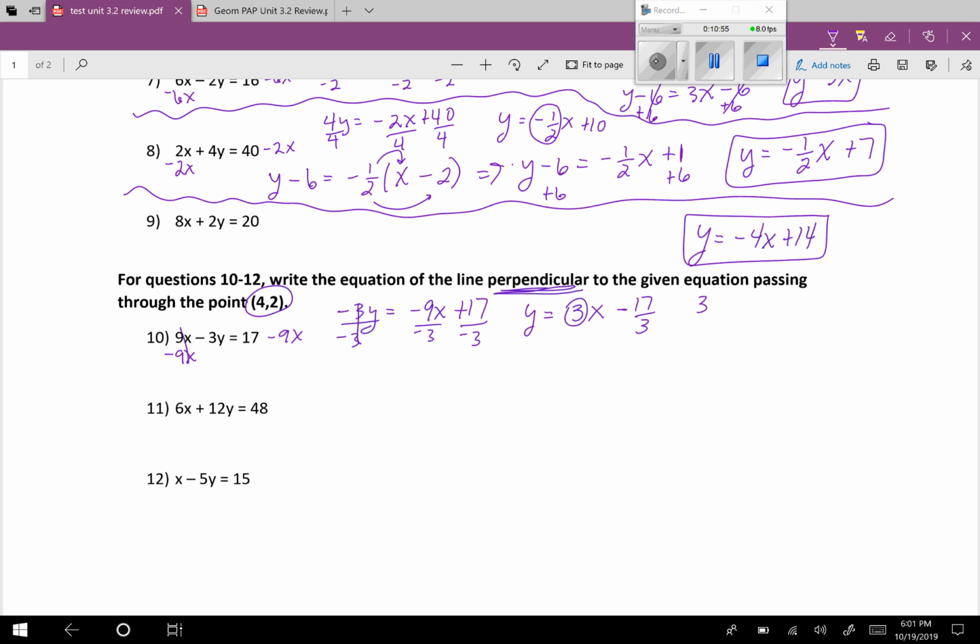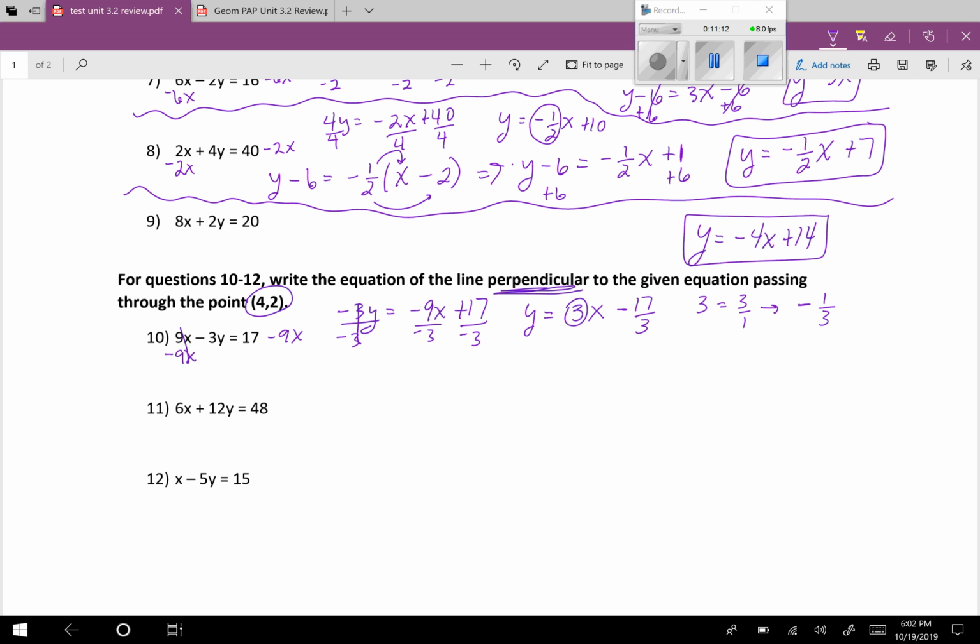So 3 is really 3 over 1. And so now we're going to change the sign. So this is positive, so it's going to become negative. And then we're going to flip that fraction. So 3 over 1 is going to become 1 over 3. So that's our slope of our new line.